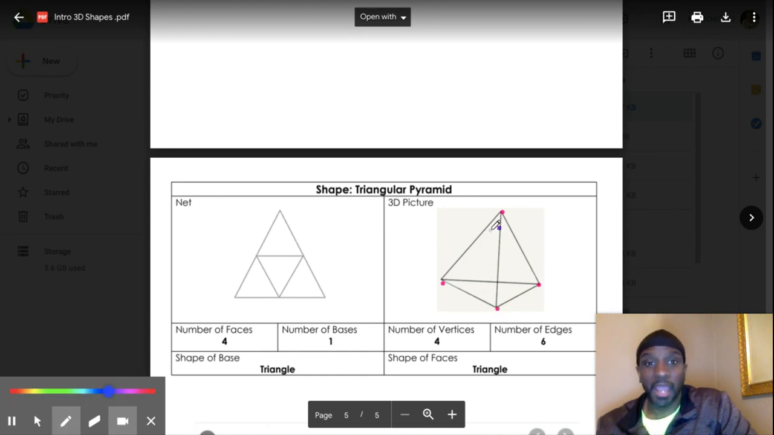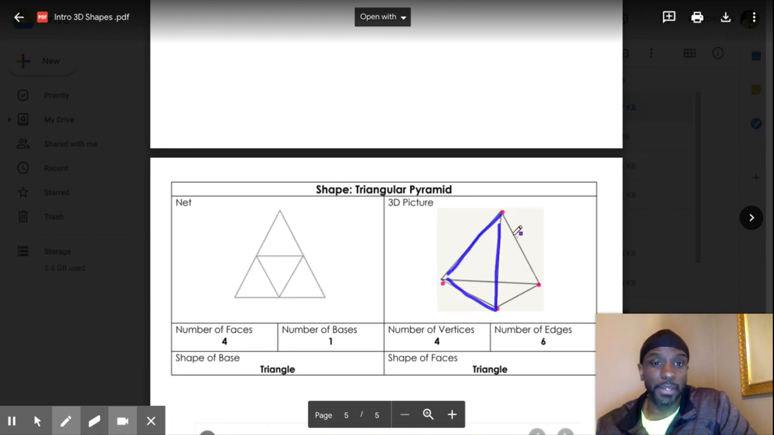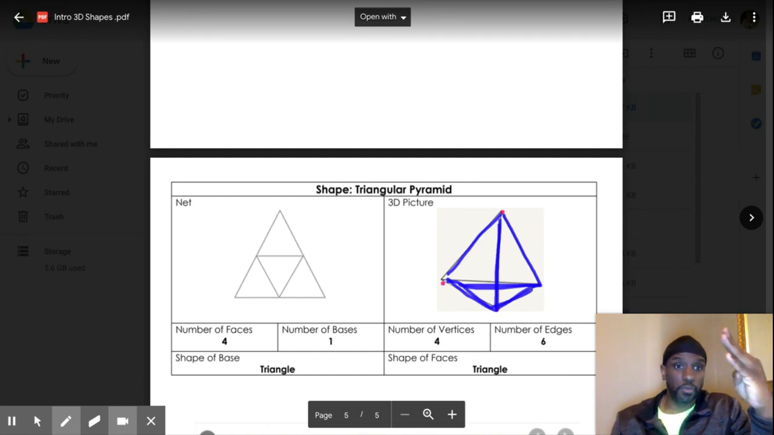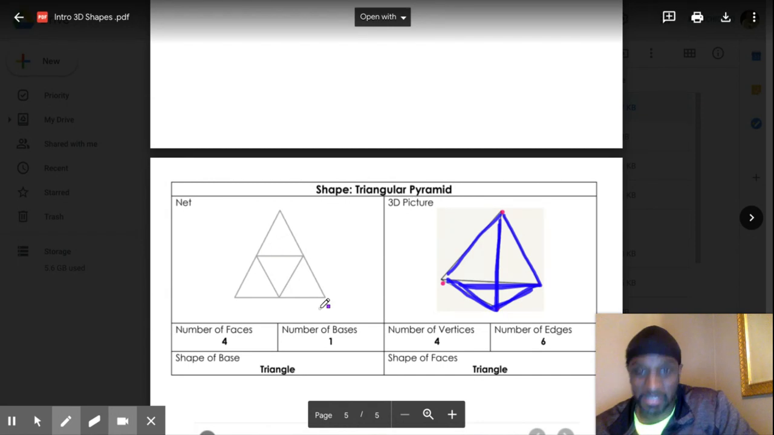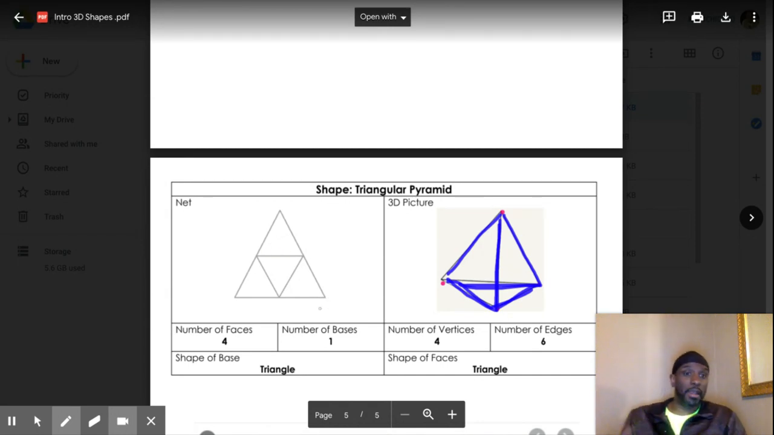Good, okay? How many faces? Well, what are the shapes? These are 4 triangles. 1 triangle here, 1 triangle back here, another triangle right here, and a triangle right here on the bottom. So you have a total of 4 triangles here, and you can look at the net drawing to see it. So if I ask you what shape has 4 triangles, has 4 corners, has 6 edges, you would say a triangular pyramid, all right?